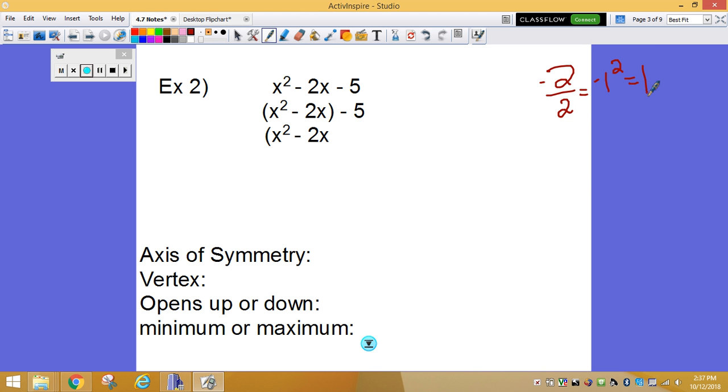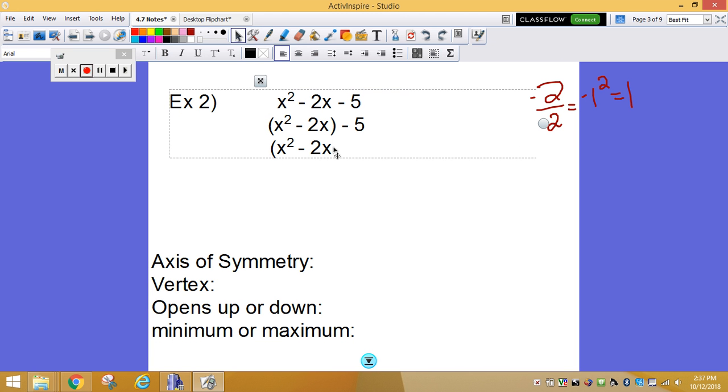Okay, so I'm going to add a +1 on the inside. I'm going to bring down my -5 on the outside. And remember, you do the opposite. So if I added 1 on the inside, that means I'm going to subtract 1 on the outside. Okay? So let's break down my perfect square.